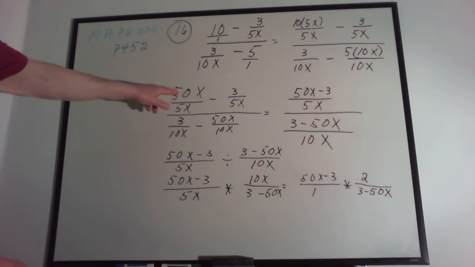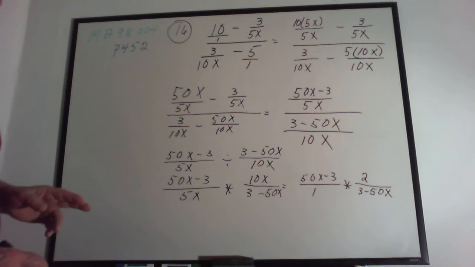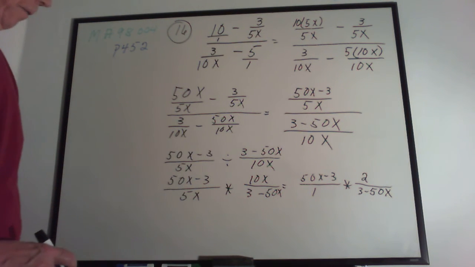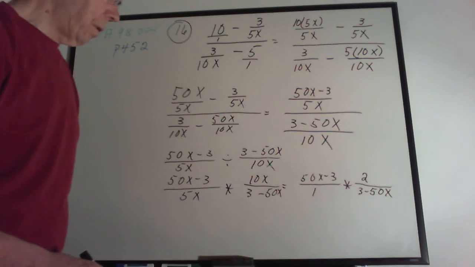That's going to be 50x minus 3 over 5x. And this line here tells me to divide. So I divide and I invert. I can cancel 5x and 10x. I'm going to get 2.